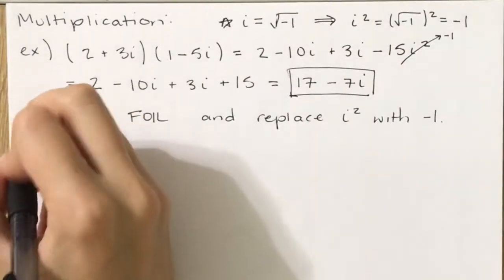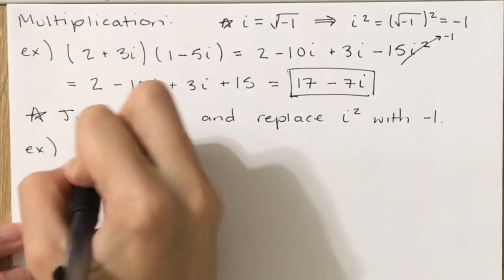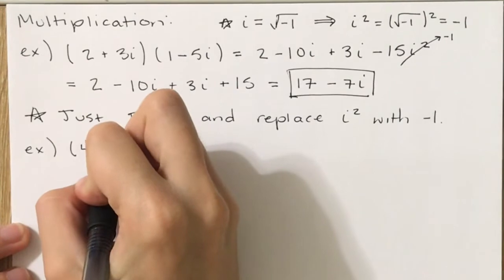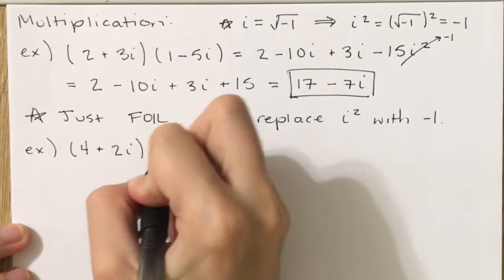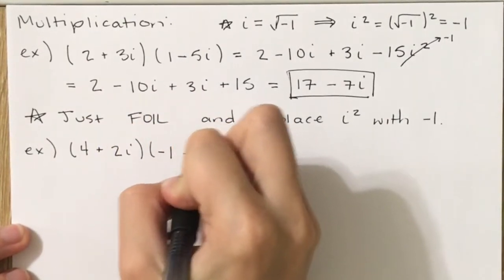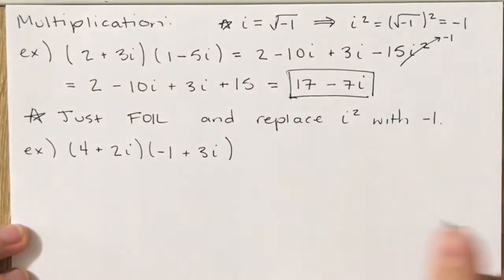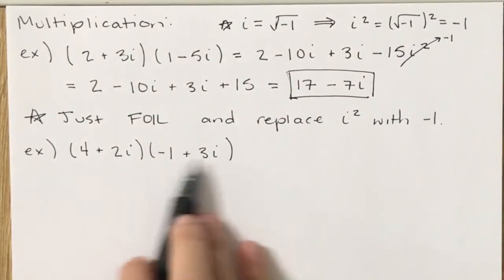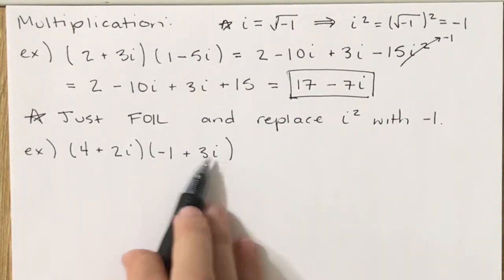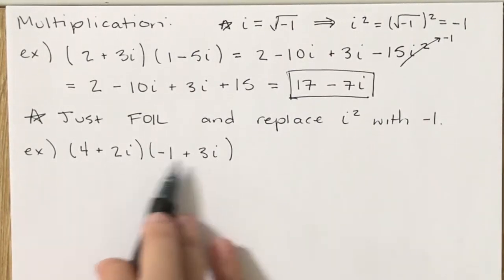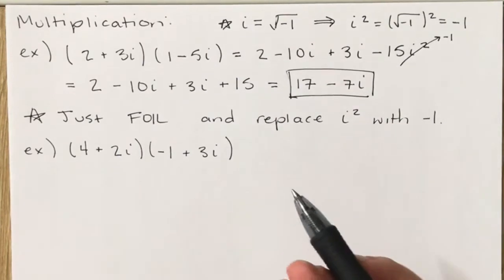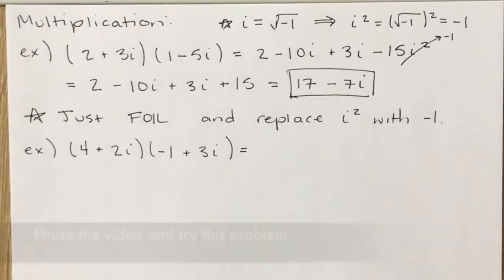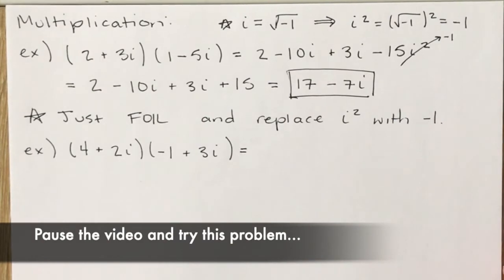Why don't you all try this really quickly? Let's say you were given 4 plus 2i and then negative 1 plus 3i. Again, all we have to do is FOIL these out, and then we will get i squared when we multiply these two terms together. And so we replace that i squared with the negative 1, and then we combine everything. So pause the video and see if you can solve this yourself.